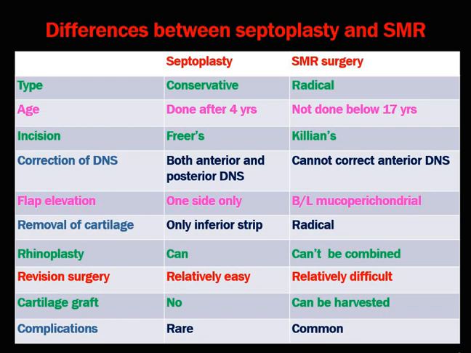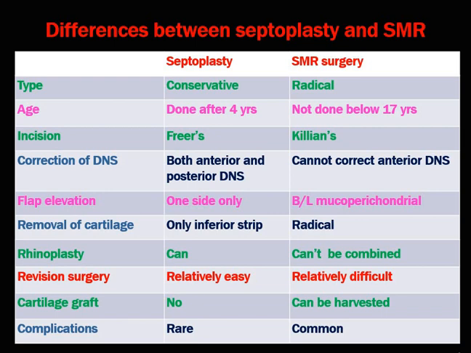Incision for septoplasty is Freer's incision, and that for SMR surgery is Killian's incision. Septoplasty corrects both anterior as well as posterior DNS, whereas SMR surgery cannot correct anterior DNS. Flap elevation in septoplasty is on one side only, and for SMR surgery it is a bilateral muco-periosteal flap. Only an inferior strip of cartilage is removed in septoplasty most of the time, but we can remove the spur also. But in SMR surgery, radical removal of the septal cartilage is performed.